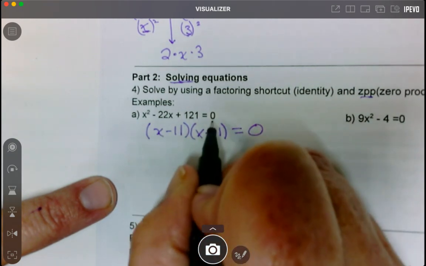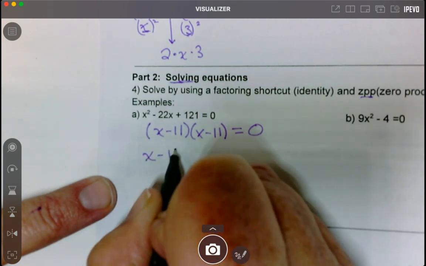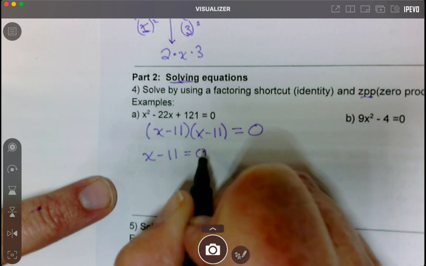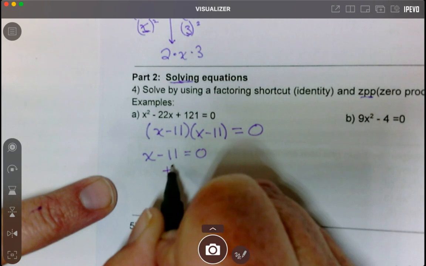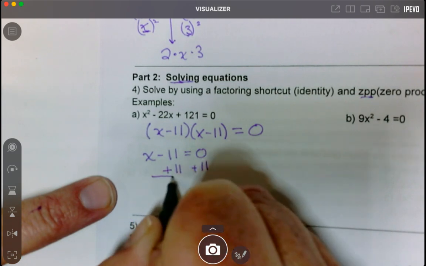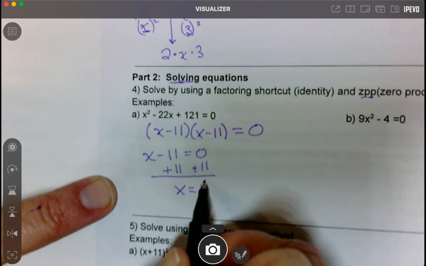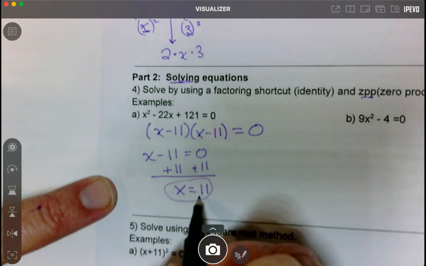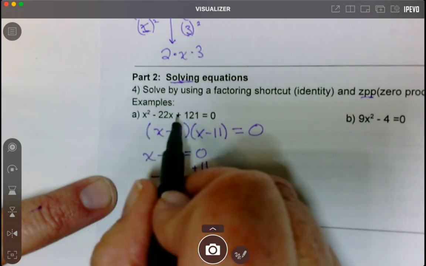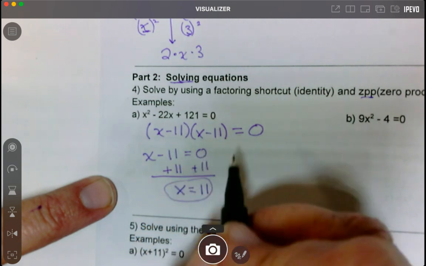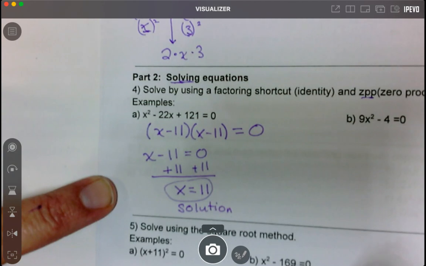Equals 0. And then I would have to set my factors equal to 0. X minus 11 equals 0. I mean, I could write it again, but I don't really have to. Then I add 11 to both sides. We've solved lots of problems like that. So we are saying if x equals 11, if I put 11 into this equation, then this equation on the left would equal 0. Okay, so x equals 11 is a solution. We have solved the equation.